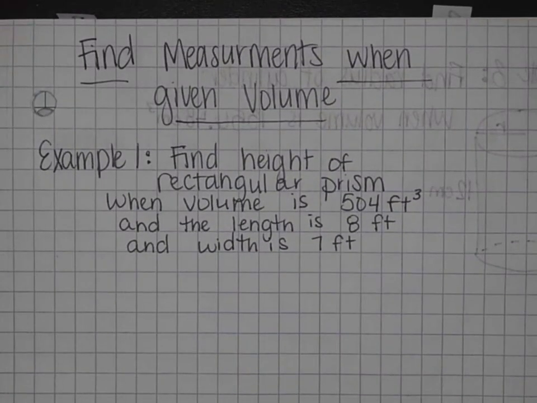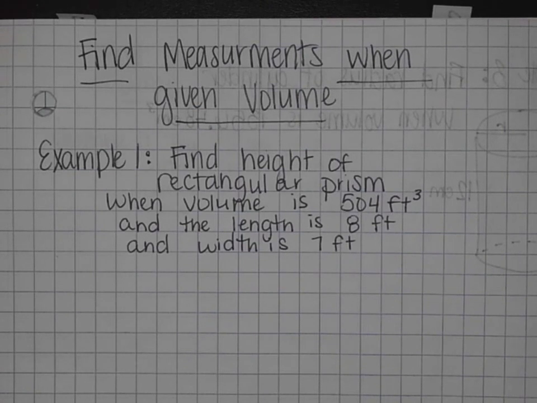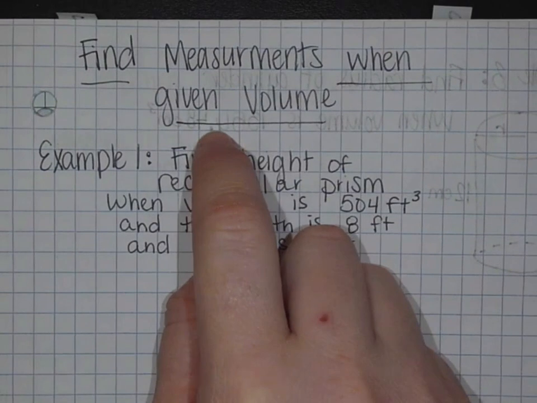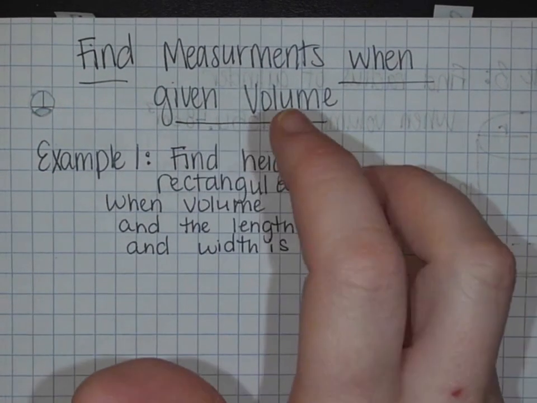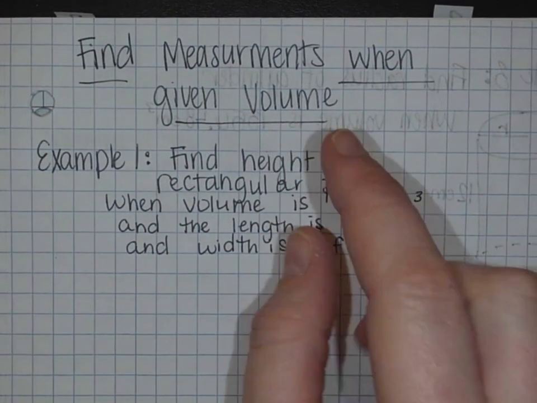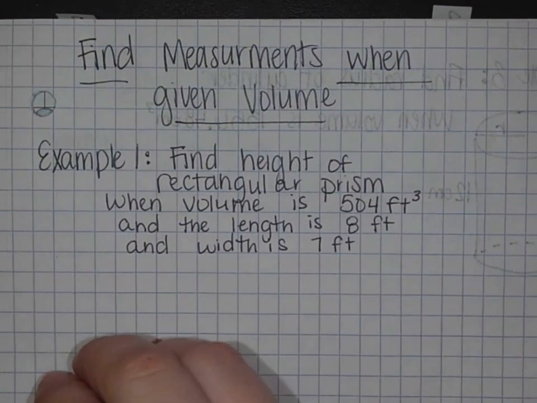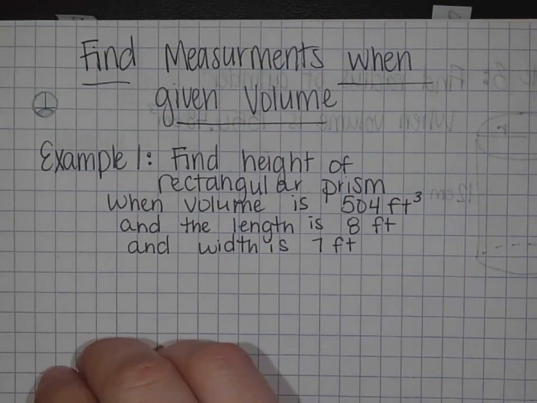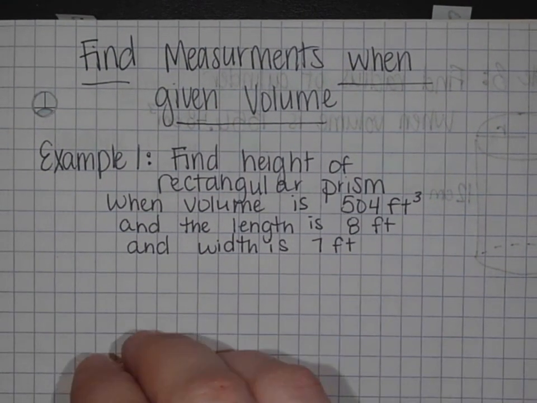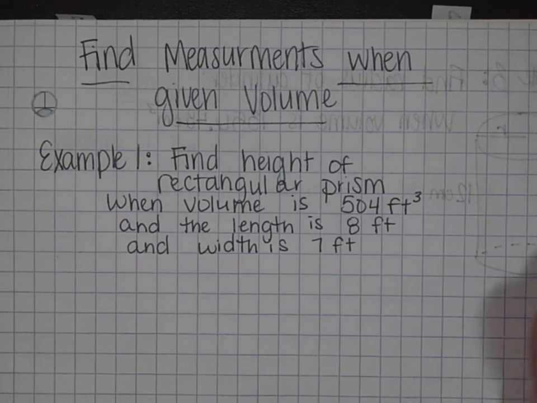Okay, so now we're going to find measurements when given the volume. So what this means is, and of course pause the video and write everything down, and then you can resume the video whenever you get done writing everything down. But when you are dealing with cylinders or cones or spheres or any of those, sometimes they're going to give you the volume and ask what the radius is or ask what the height is. So that's what we're going to do now. So it is working backwards.